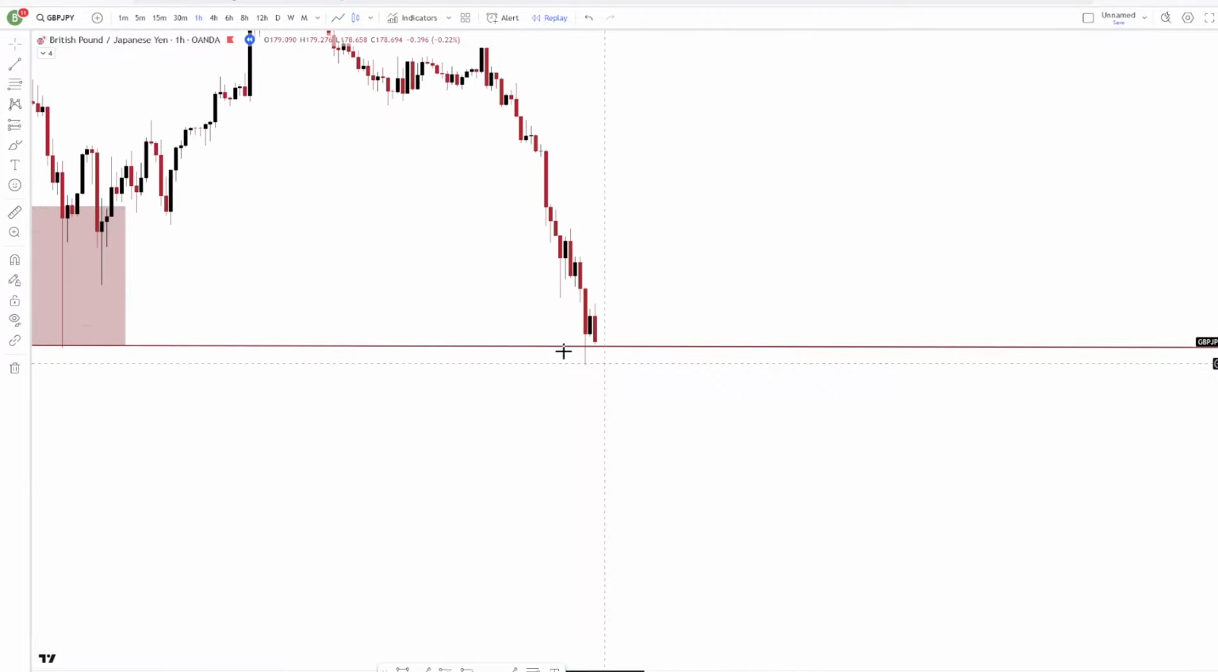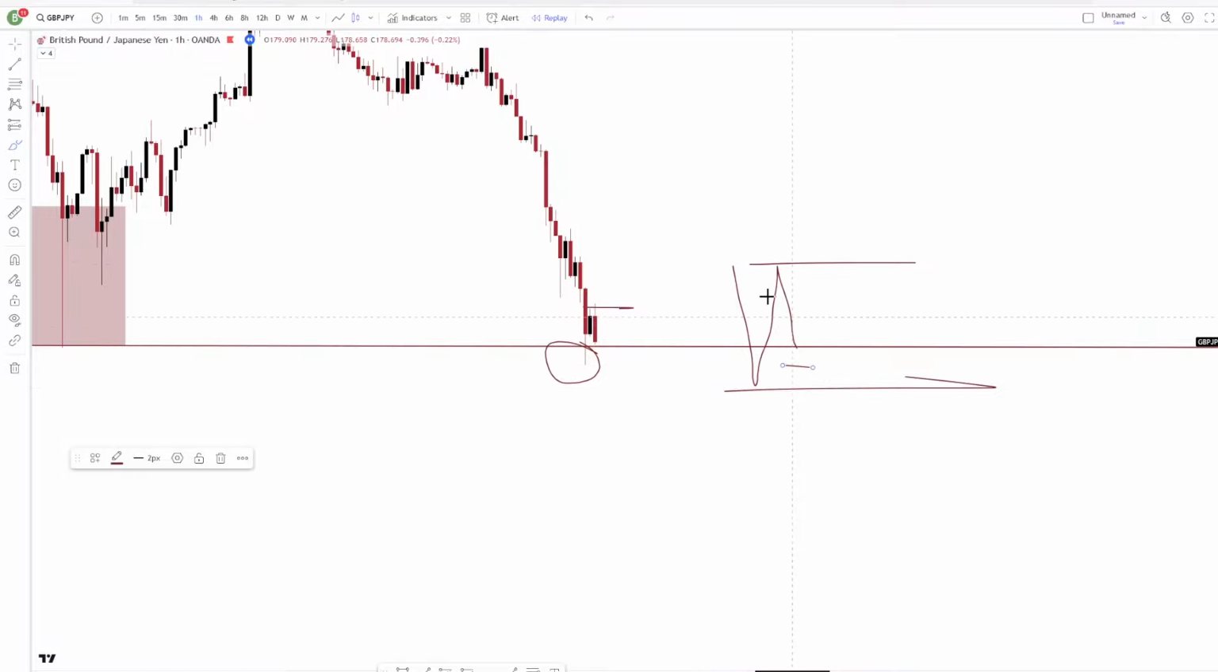So what am I waiting for? I'm waiting for a range to be formed. So I'm waiting for price to take this level out, go for the stop hunt, and come back. When it comes back, what happens? Price touches the area and comes back and then comes back down. Now you have a range. You have a trading range again.